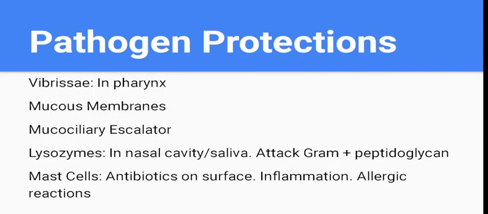So, pathogen protections in your lungs. You have the vibrissae in your nose, which help protect. You have some mucous membranes, and the mucociliary escalator, which is little cilia in your airway that facilitate the travel of mucus. So when you cough, it helps bring the mucus out instead of keeping it in. It helps move it up the pipe, as you say.